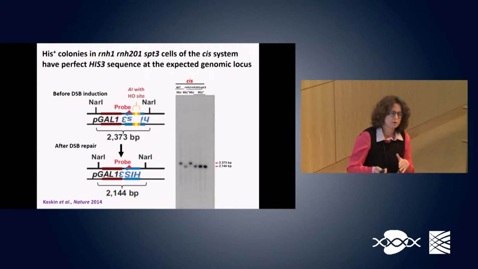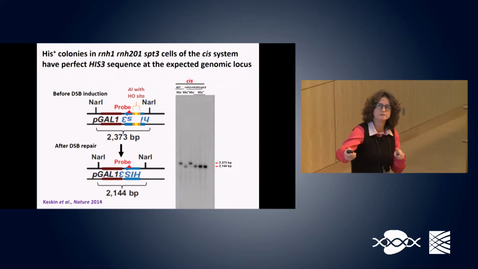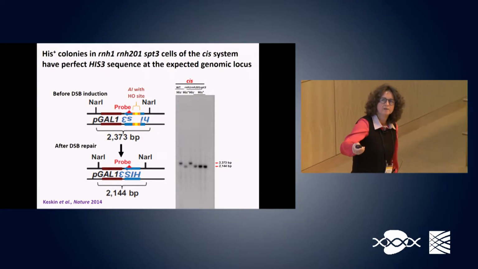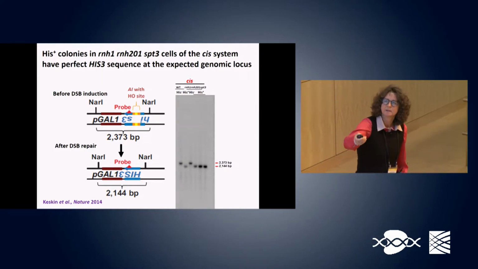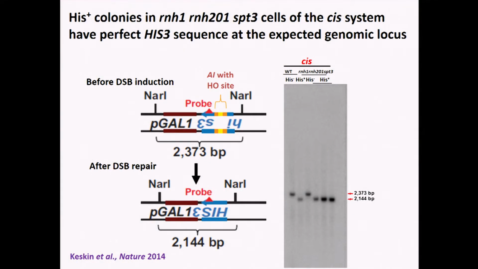The His plus colonies that we obtain in the absence of both RNase Hs, and also when we minimize reverse transcription in the cells of the cis system, have perfect HIS sequence when we sequence them. And the HIS is present in the expected genomic locus. We extract genomic DNA from the cells, digest it with a restriction enzyme, and hybridize with a probe specific to the HIS. We see the expected band, suggesting that we don't have integration of some cDNA or transposition elsewhere in the genome. From a larger band we get a slightly smaller band because we lose the site for the intron and the nuclease when we have precise repair.